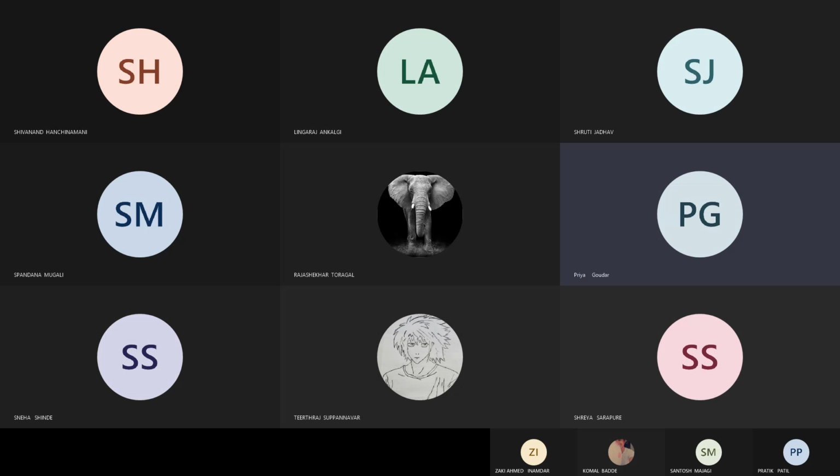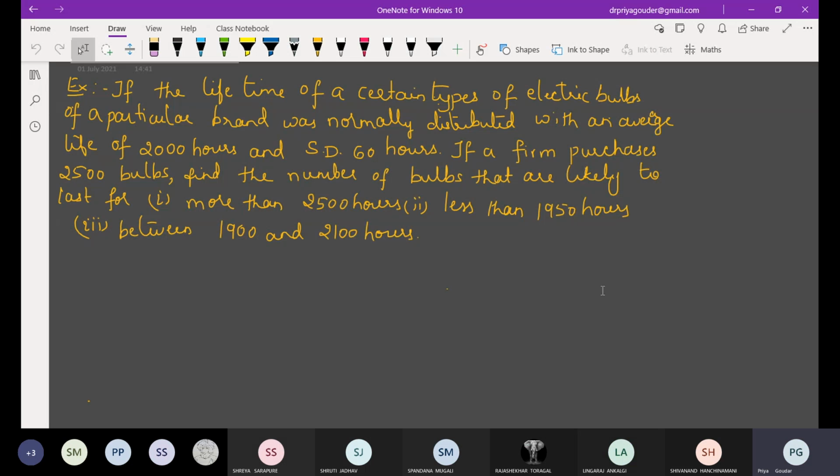Similar to the previous one. It's from the model question paper. Write down: if the lifetime of a certain type of electric bulb of a particular brand was normally distributed with an average life of 2000 hours and SD 60 hours, if a firm purchases 2500 bulbs, find the number of bulbs that are likely to last for more than 2500 hours, less than 1950, and between 1900 and 2100. Okay, let us solve it.